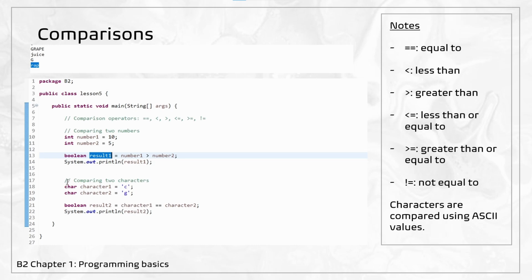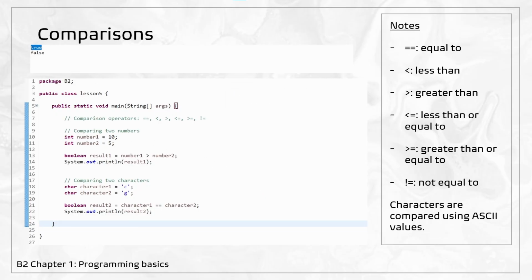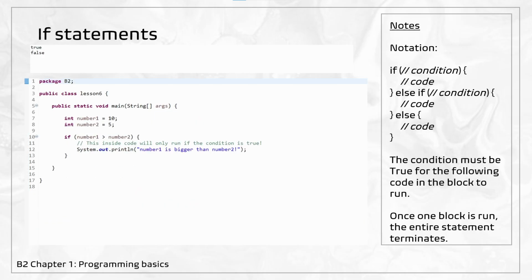For characters, the comparison is based off the ASCII code that is assigned to it. So here, because C is not equal to G, this result 2 will print out false. And we can see that in action if we run the code right now. You see, we got true and we got false over here. The main use case for these are if statements.